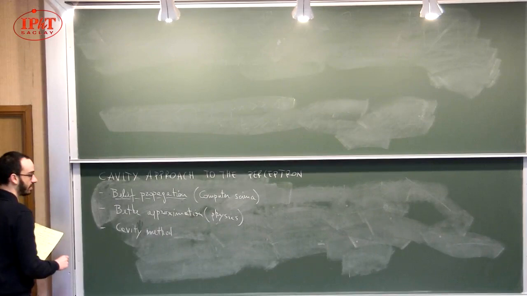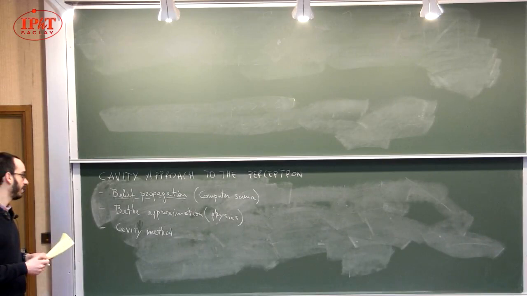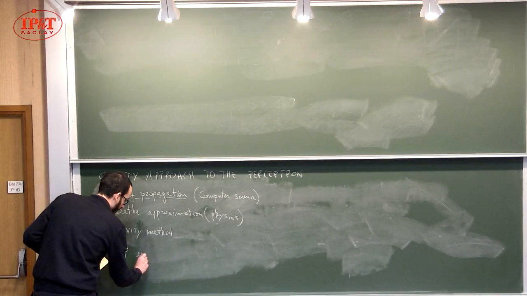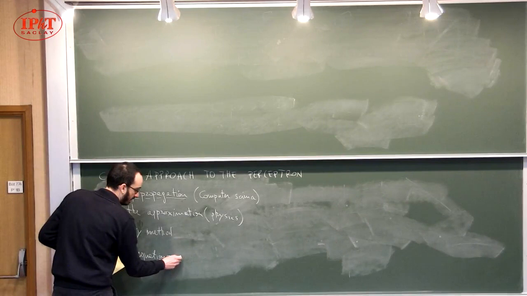and then try to simplify them step by step, and in the end we will get the TAP equation. So TAP stands for Thouless Anderson Palmer, from which we will get back the replica symmetric equations.